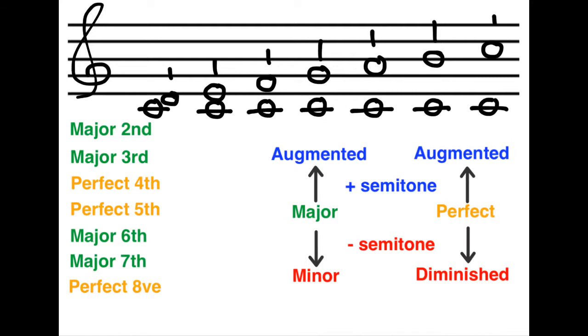Okay, so when you're calculating intervals, as I said, the number one thing to remember is you count from the bottom note up. That's the first rule. The second rule is you've got to ask yourself, does the top note belong to the bottom note's major scale? I'll say that again because it's very important to memorize. Does the top note belong to the bottom note's major scale?